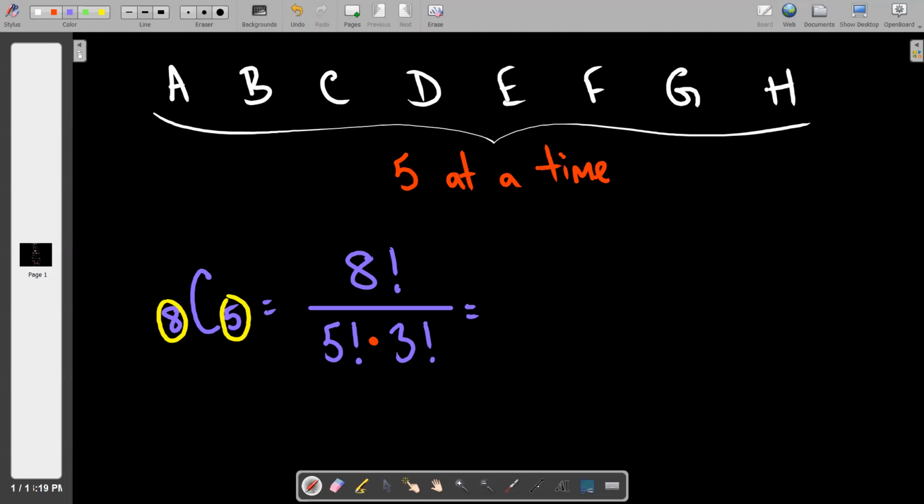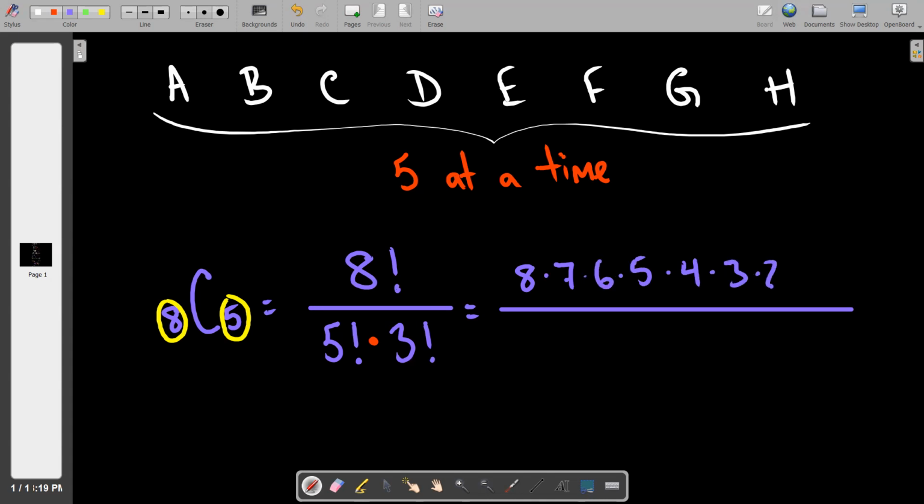Now it's time for you to tell me and show me that you know what factorials look like. And so here it goes. What is 8 factorial written out, not the answer? Excellent. Thank you very much, sir. And what is 5 factorial on the bottom written out? And finally, what is 3 factorial written out?